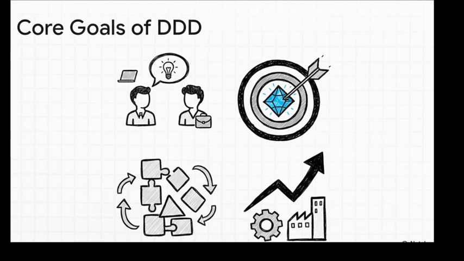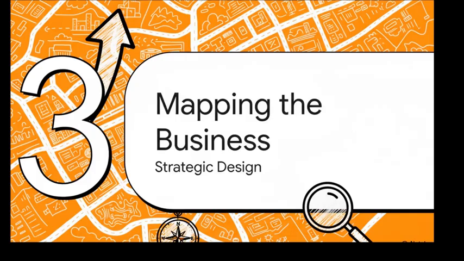It's all about creating a shared language so that developers and business experts are truly on the same page. It forces you to put your time and energy into the parts of the business that are actually the most important. And what you end up with is software that's not just easier to maintain, but is genuinely aligned with the company's goals. Okay, so how does this actually work in practice?